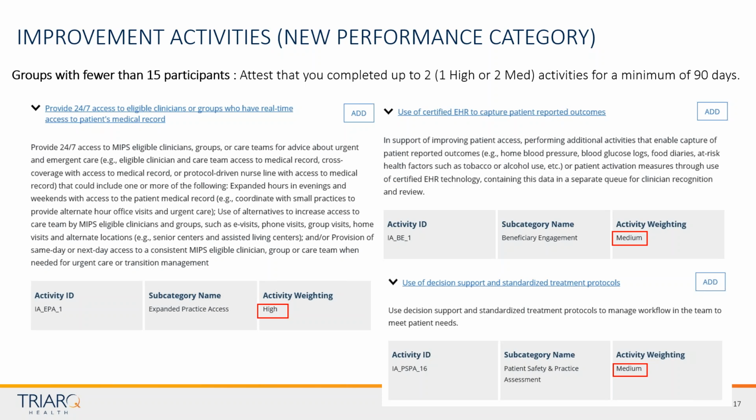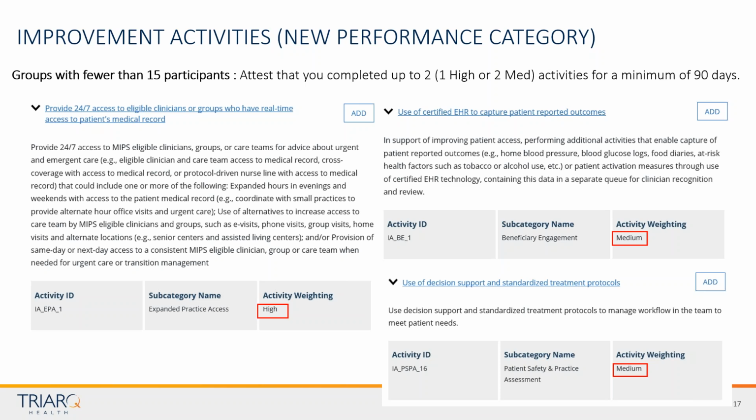So read through this, make sure it feels like it's a good fit for you, and then I highly recommend you consider selecting this one. It does a couple things for us. It's weighted high, which means you have to do just one if you're in a group with fewer than 15 members. And it also counts in the 10 bonus points for the ACI category. So I like this one a lot. There are many others from which to choose.